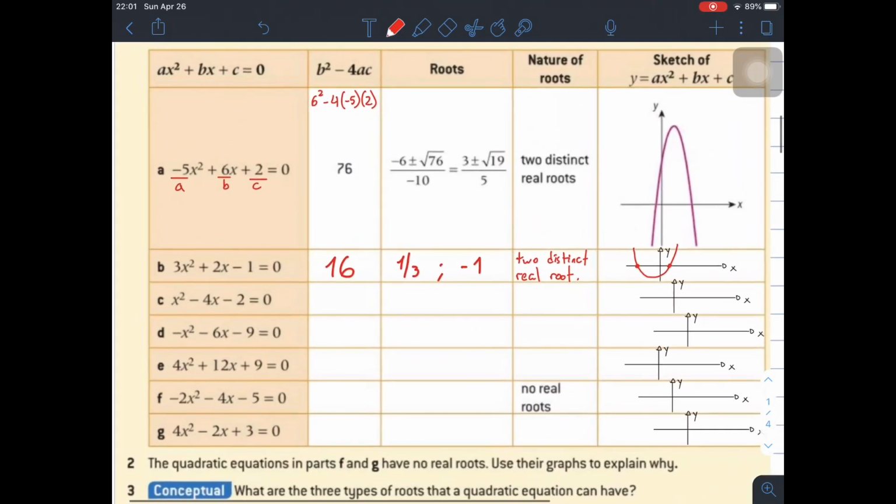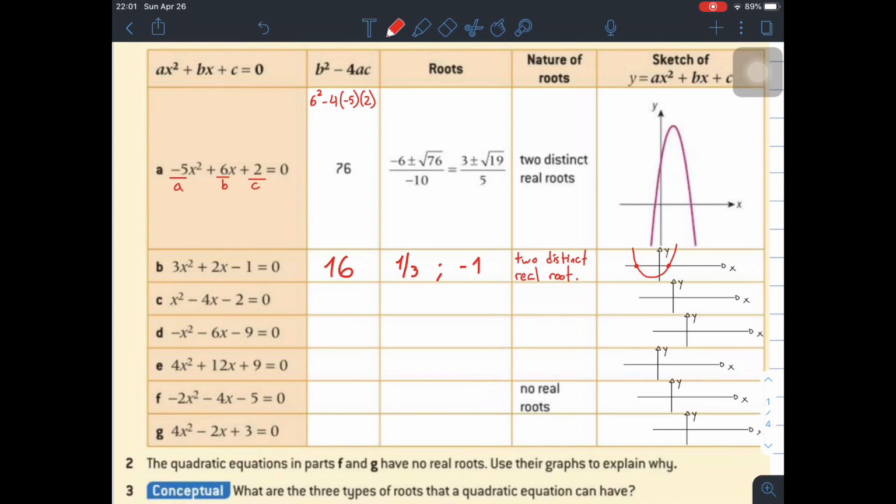Then let's go to part C. In this case, b is negative 4, a is 1, and c is negative 2. So once again, negative 4 squared minus 4 times 1 times negative 2. This gives us positive 24. Once again, we get a positive number here.